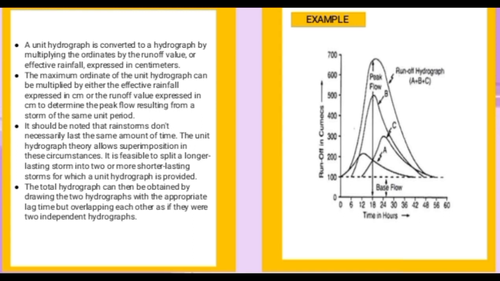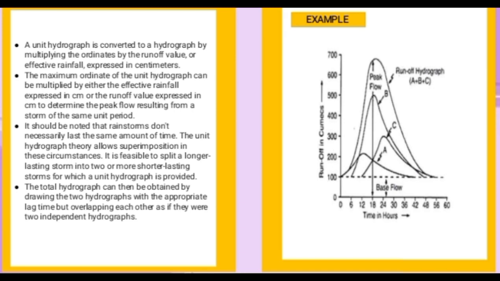The unit hydrograph theory allows superposition in these circumstances. It is feasible to split a longer lasting storm into two or more shorter lasting storms for which a unit hydrograph is provided. The total hydrograph can be obtained by drawing the true hydrographs with the appropriate lag time but overlapping each other as if they were two independent hydrographs. The figure shown is an example.